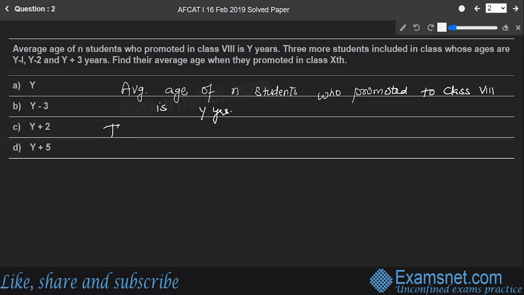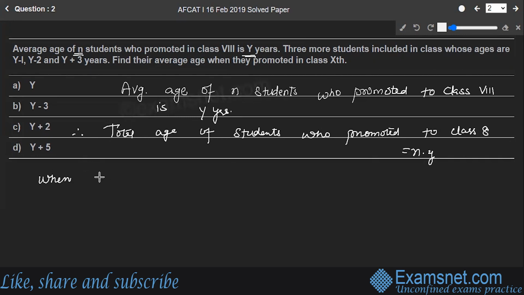Therefore, total age of students who promoted to class 8, this is equal to, see, there are n students, average age is Y, so the total age has got to be n into Y years. Now, 3 more students are included in college.